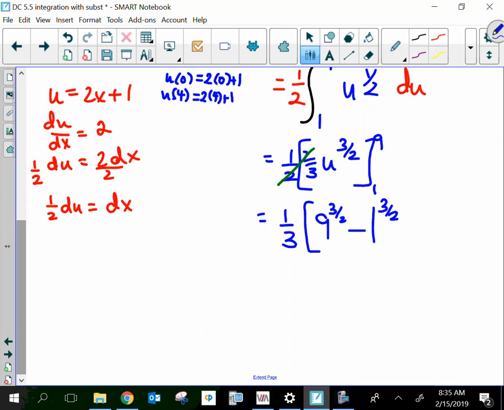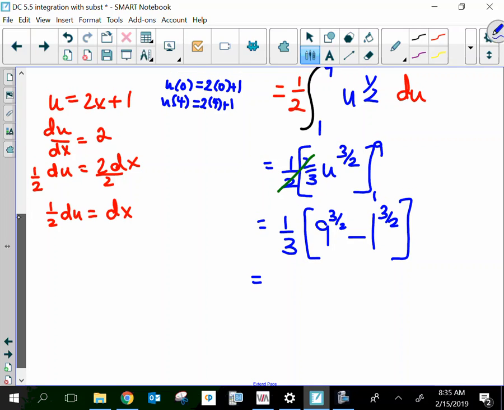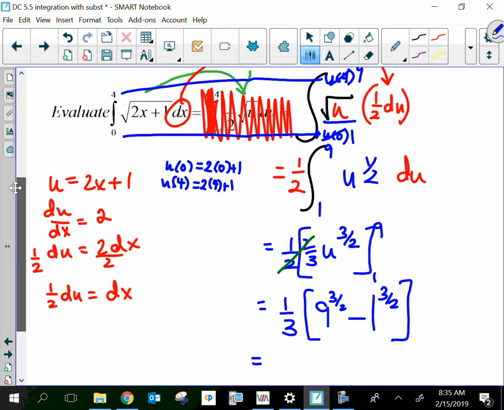Nice. Okay. So that's plugging in the 9 and plugging in the 1. All right, now it's just evaluating. Once you have changed the limits again, you are done with the x on the definite integral.